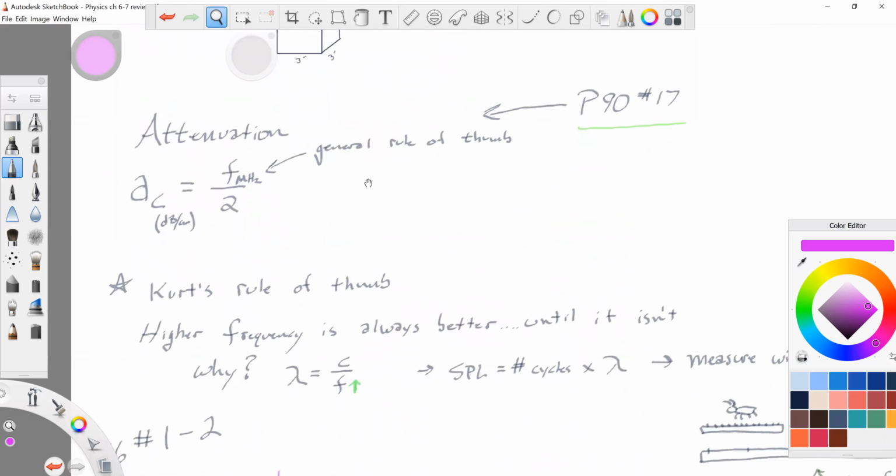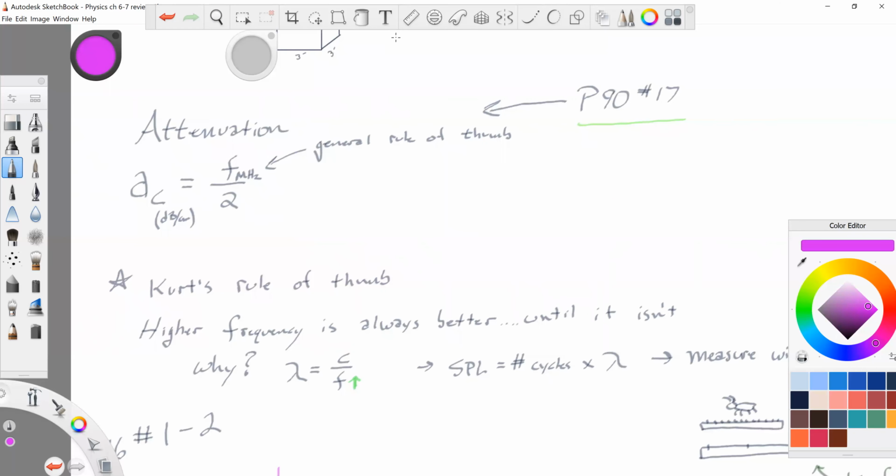So what did I write here? Attenuation. Okay, so the attenuation coefficient in decibels per centimeter. So per centimeter, the attenuation coefficient tells you how much is happening every centimeter, whereas attenuation is the sum of all the attenuation coefficients, or the sum of all those centimeters, really. General rule of thumb, and it works pretty well in soft tissue, by the way: whatever the frequency is, divide that by 2.